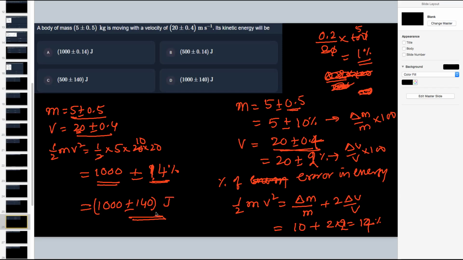This type of problems are very important. Even in errors also, this type of questions will be given. The potential will be given as 2 plus or minus 0.2 volt. Resistance is given as 100 plus or minus 10. Now, what is the current? Questions like these will be asked. Good.